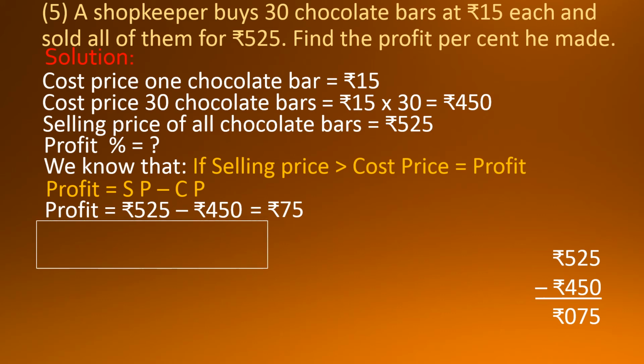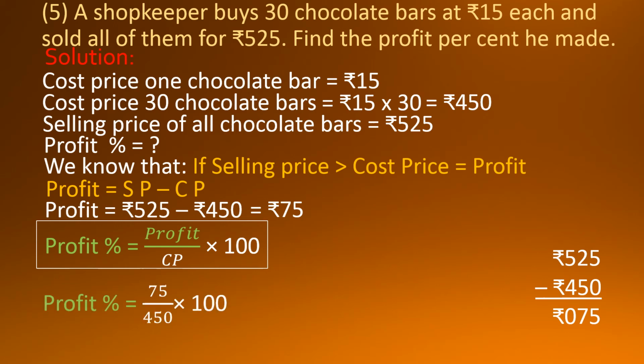Now we will find out the profit percentage, and we know that profit percentage is equal to profit upon CP multiplied by 100. Now put the value. Profit is equal to rupees 75 and CP is equal to rupees 450. So write down 75 upon 450 multiplied by 100. Now simplify. Cut 10 by 10. See, 45 and 75 both are divisible by the same digit 15. So divide. 15 3s are 45 and 15 5s are 75. Now it cannot be further divisible. So do the multiplication. We get 50 upon 3 percentage.